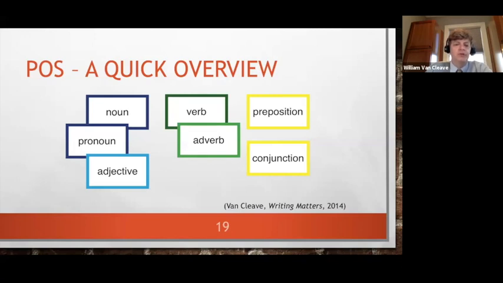They're interchangeable. And that adjective is also blue, a lighter blue, because those adjectives, which are located, by the way, right underneath the nouns and pronouns, they describe those nouns and pronouns. So you can see that connection. My verb is green. A lot of people use green for verbs because it shows action. And my adverbs describe verbs.